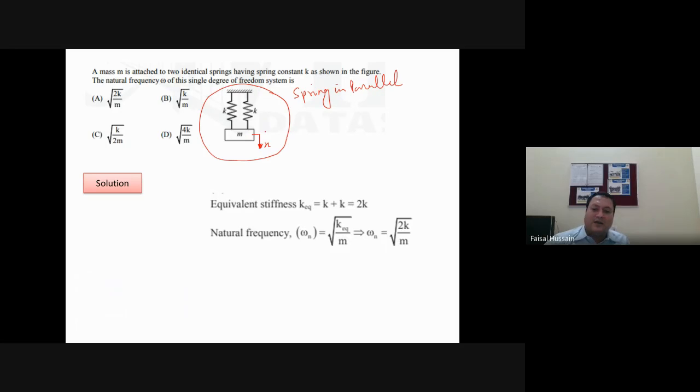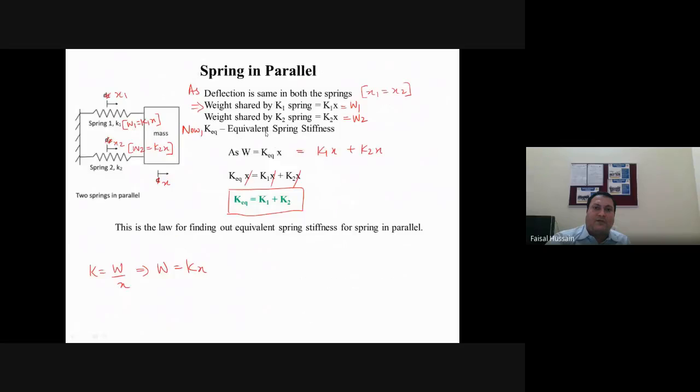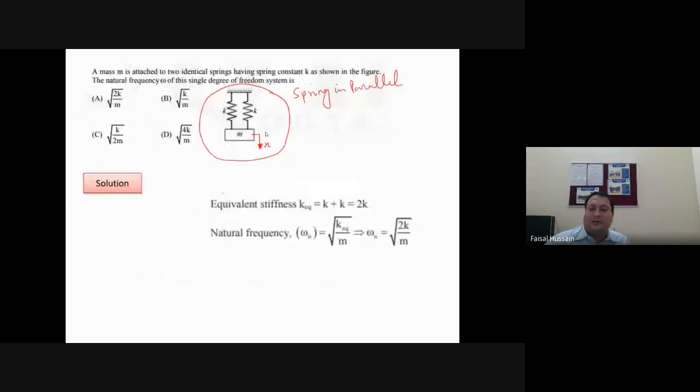And for springs in parallel, K equivalent is equal to K1 plus K2. So equivalent stiffness will be K1 plus K2. Here see, K1 is equal to K and K2 is also K. For example, this is spring 1 and this is spring 2. So both have stiffness K. So it will be K plus K, so K equivalent will be twice K, which is written here.